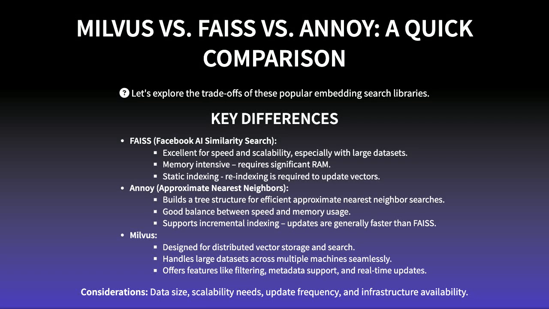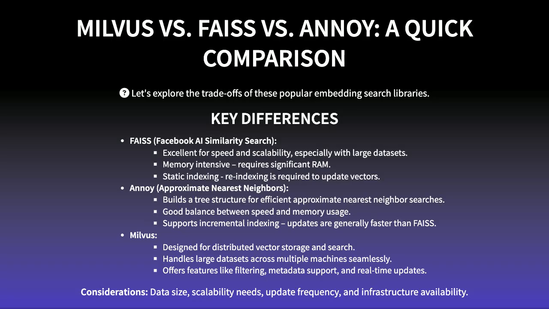Okay, let's dive into comparing Milvus, Faiss, and Annoy, three popular choices for working with vector embeddings. First up is Faiss, developed by Facebook. It's known for being incredibly fast and able to handle massive datasets, but it can be a bit of a memory hog. You really need a lot of RAM.